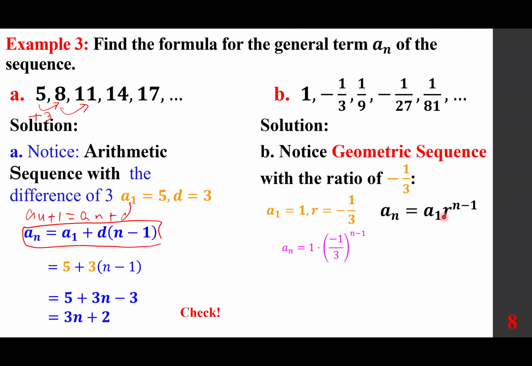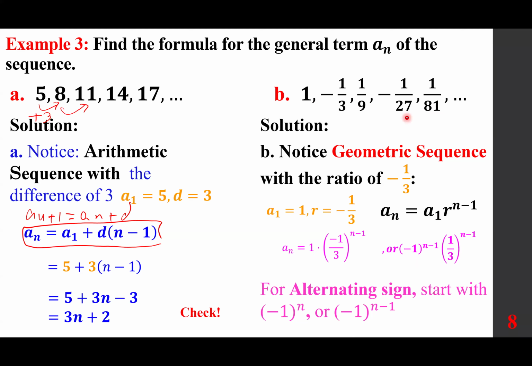Now, you can leave it like that, but generally speaking, when we have a negative sign, especially as you can see here, it's alternating, they want us to separate them. So this one doesn't do anything. Separate the negative 1. You get negative 1 to the power of n minus 1 times 1/3 to the power of n minus 1. Bear in mind, for alternating signs, see, it changes, right? Positive, negative, and so on. That's why it's called alternating sign.